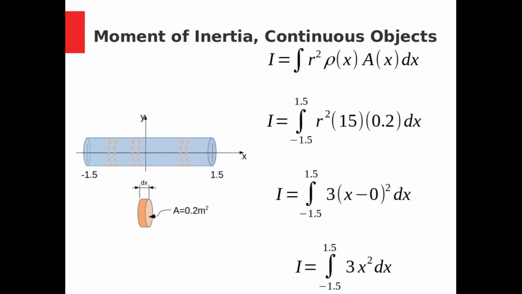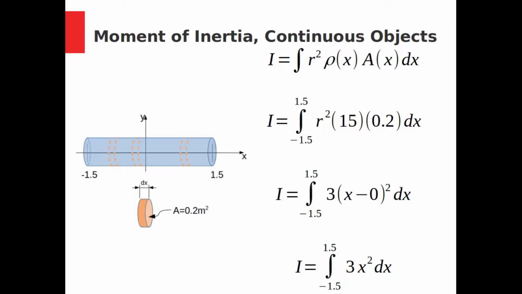As in any integral, we need to take a continuous object and slice it into thin slices. In this case, each slice has the same cross-section area, 0.2 meters squared, and the same density, 15 kilograms per meter cubed, and the same thickness, dx. They only differ in their positions, their x-coordinates. You will notice that, as before, I changed the location of the origin to match the center of rotation. We always have to do this.